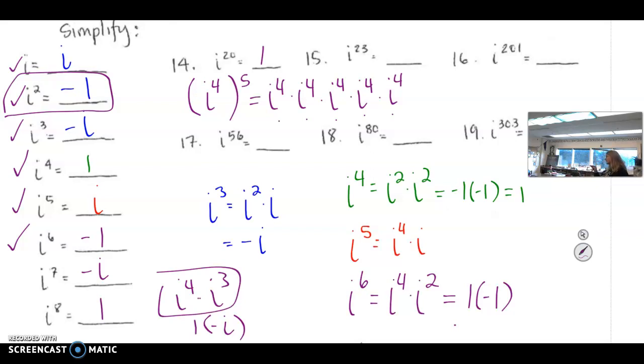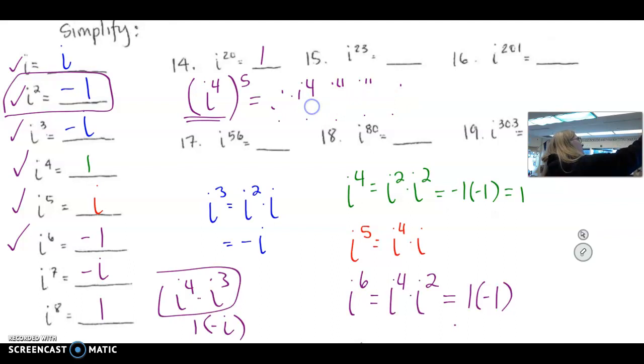So 20 is divisible evenly by 4. That means there's no remainder, so there are no leftover i's. So you can write that as i to the 4th to the 5th power, and that means 1 to the 5th power, which is just 1. What about i to the 23rd?